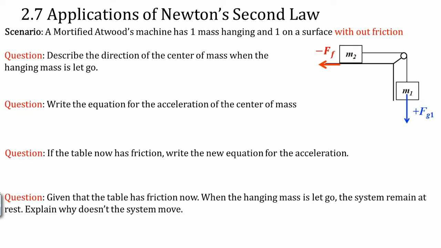Scenario: a modified Atwood machine has one hanging mass and one on a surface with friction. Here I labeled the diagram for you so you can see it. Here's the question. You want to describe the direction of the center of mass when the hanging mass is let go.